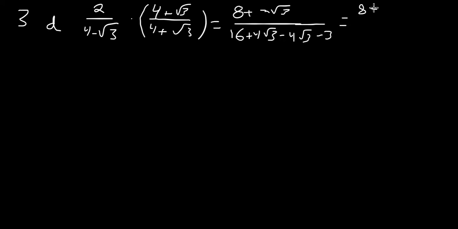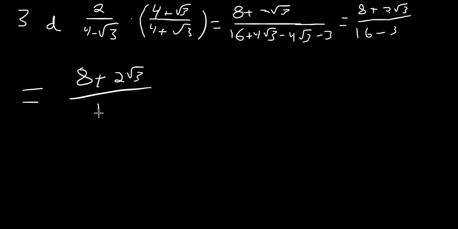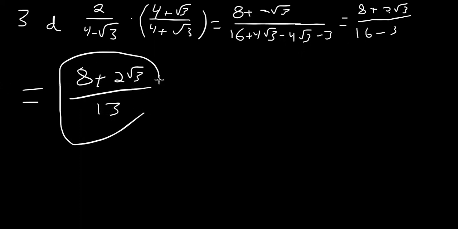Simplifying gets us 8 plus 2 square root 3 divided by 16, and then these are going to cancel, minus 3, which will become 8 plus 2 square root 3 divided by 13. That is our final answer.